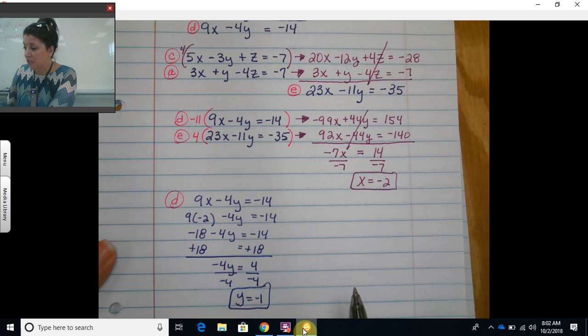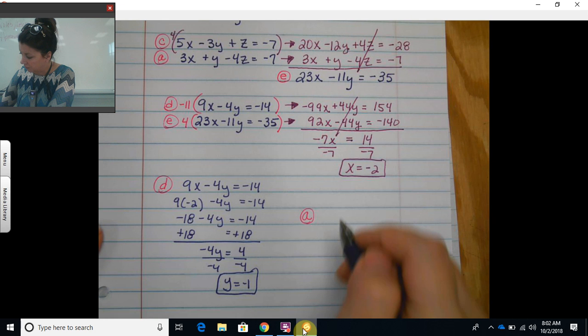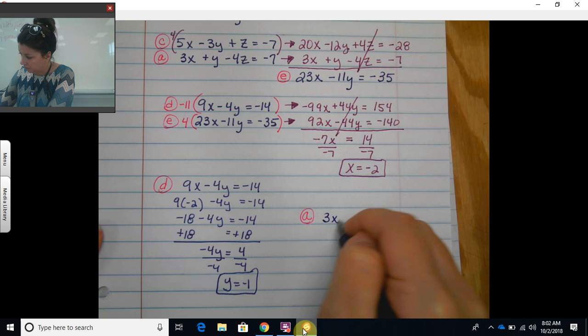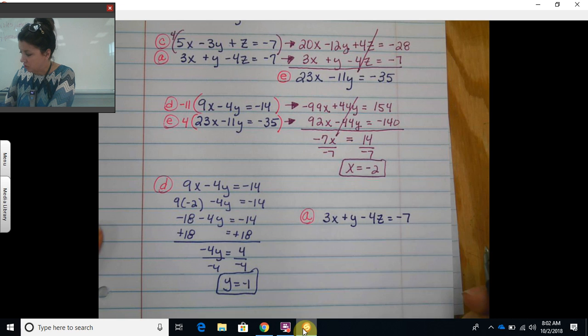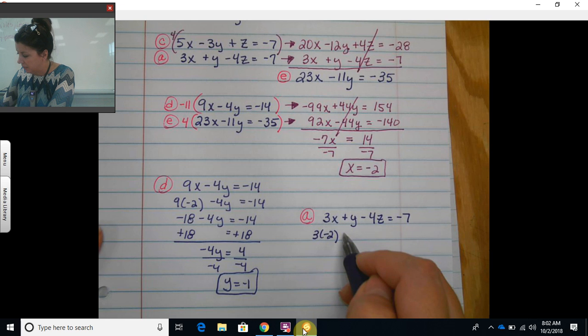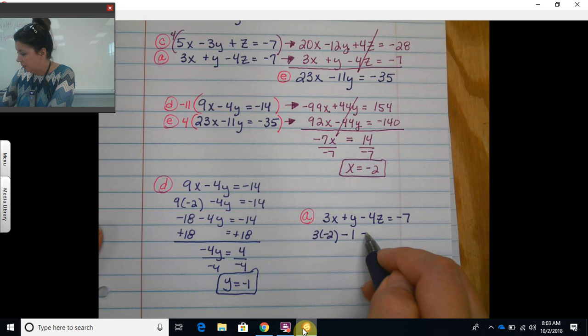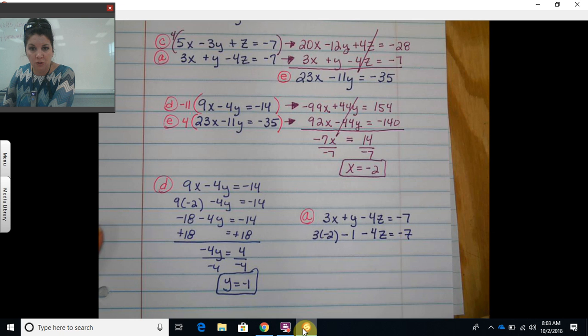Now I know 2 out of the 3 variables. So now I can either substitute both of those into A, B, or C. It doesn't matter. I'm going to choose A. So I know x is negative 2, so 3 times negative 2. I know y is negative 1, so plus a negative 1 is the same thing as minus 1. Minus 4z equals negative 7. Now my only variable is z. I can solve for that.